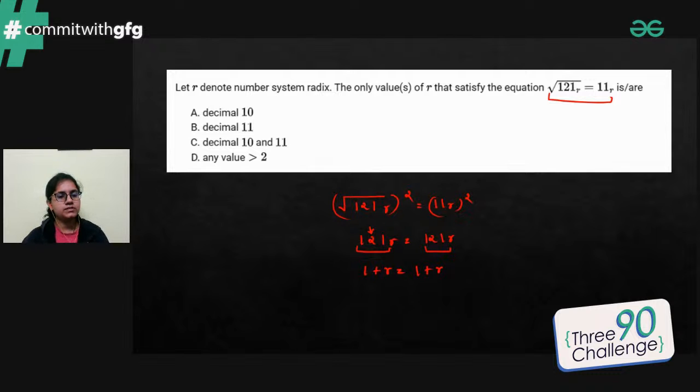What you are saying, Vijay? What same number? Yeah, square root of (1 to 1)... Yes, absolutely. So this will be the answer. 1 plus r equals 1 plus r. Okay, and why are we saying that it should be greater than 2? Any value should be greater than 2.